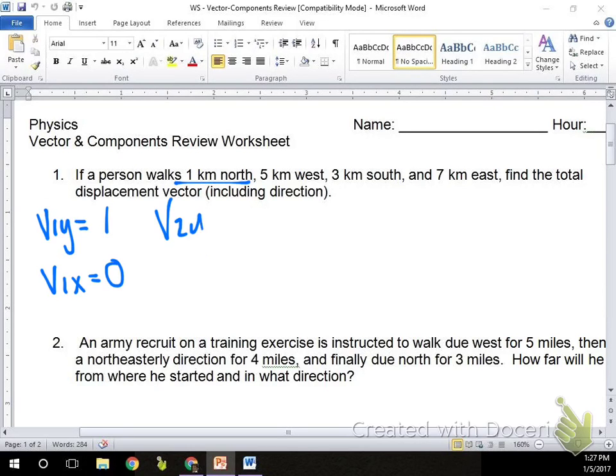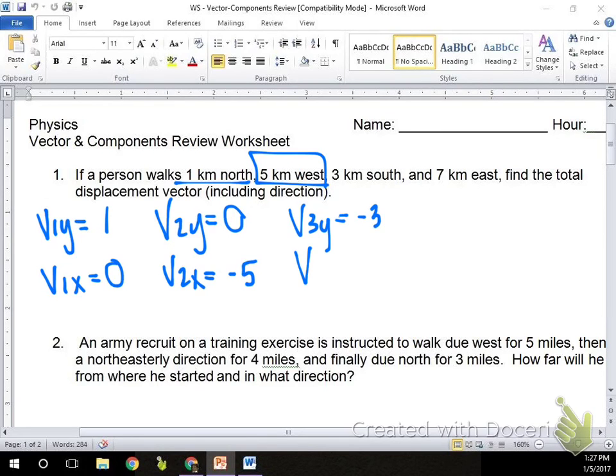Moving on, v2y would be 0. Good, because it's going west. And that means v2x would be 5 or negative 5. Negative. Why do we include the negative there? West, the negative direction. So the third vector is 3 kilometers south, which means v3y would be negative 3. v3x is equal to 0. And our last vector, v4y equals 0, and v4x equals positive 7, because it's going east.